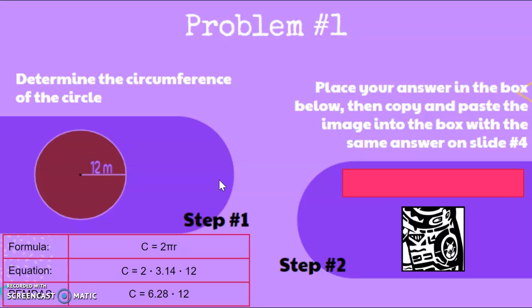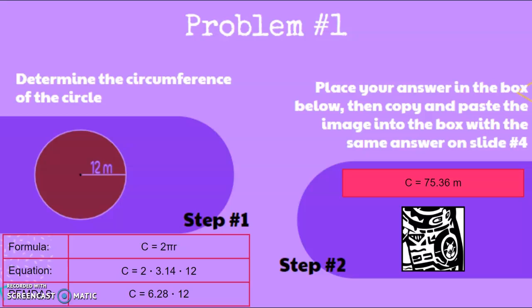So my first step is to multiply 2 times 3.14. So I bring everything down. C equals 6.28, which is the product of 2 times 3.14. I didn't use my 12 yet, so I bring that down. And then I go ahead and put my answer in this box over here on the right-hand side. 6.28 times 12 equals 75.36. So C equals 75.36 meters.